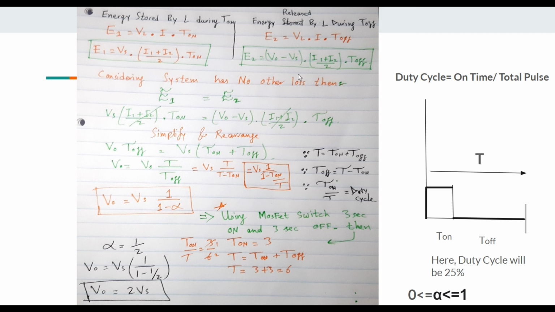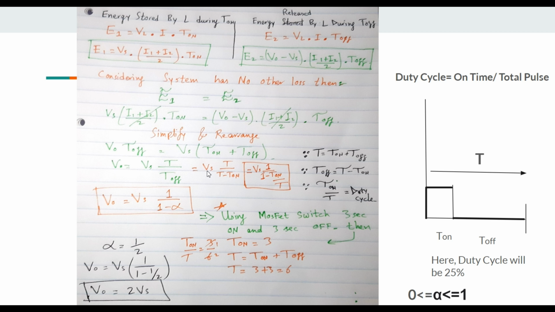In this way, we are putting these equations here, crossing this one with this one. We are going to simplify and rearrange all these equations, and we can come up with this one: V out into T off from here, and we take Vs common from here and here with this equation. In total, we come up with T on plus T off is equal to T, the complete pulse, not a duty cycle. Then we just put this T here. This will become V naught is equal to Vs into T over T off.